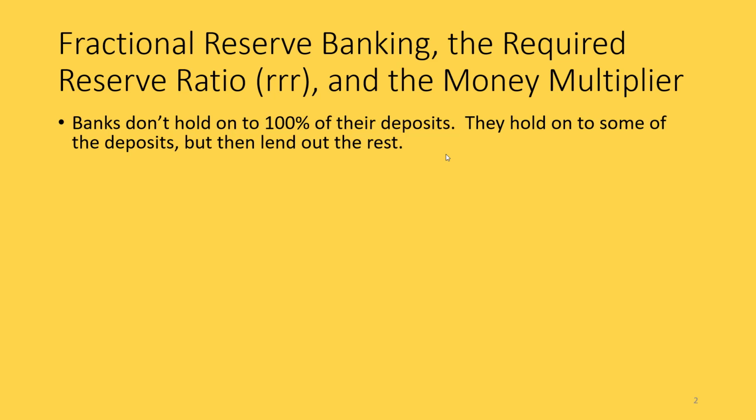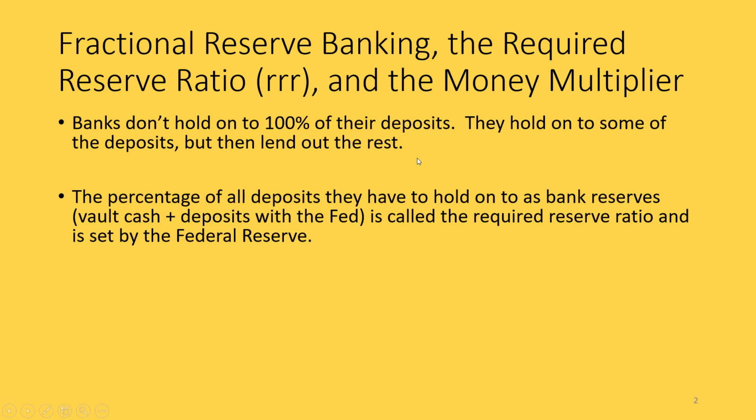So again, it's like buying something from somebody for a lower price and then selling it to somebody else at a higher price. That's essentially what the bank's doing: they're getting those loans from you and paying you a lower interest rate, and then they are giving that money to somebody else and charging them a higher interest rate. And again, the more that the banks can loan out, the more money they're going to make. Having said that, the percentage of all deposits they have to hold on to as bank reserves is called the required reserve ratio, and that is set by the Federal Reserve.